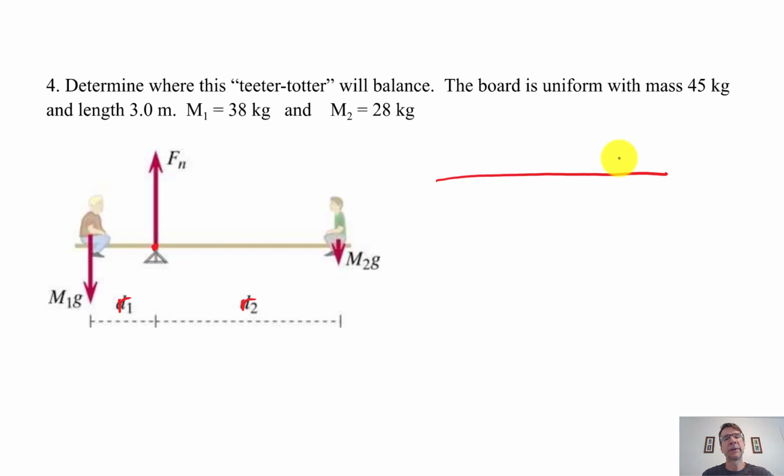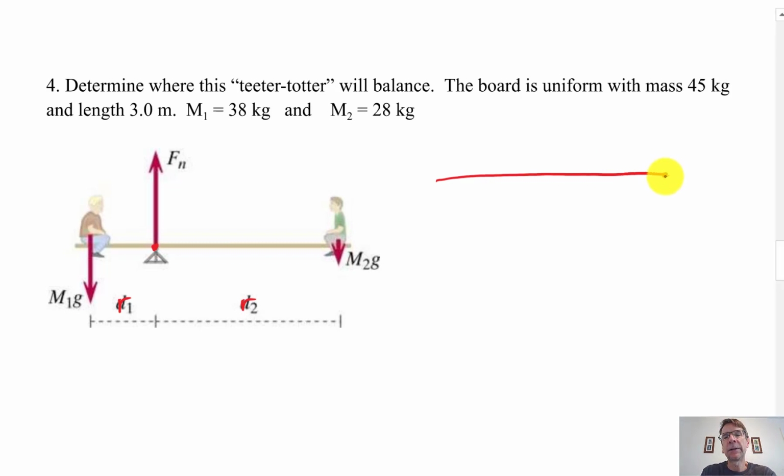We'll see more examples. But the strategy, once again, is to draw your lever as a horizontal line or whatever orientation it has. There are actually some that are at angles too. Once again, we'll do one like that at the end. But put all the forces, all the weights, on there.